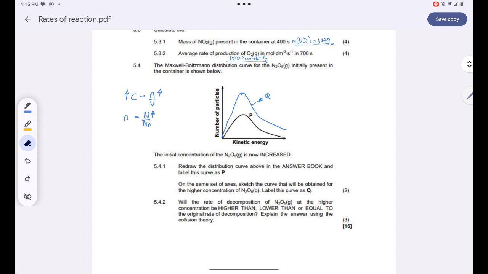And then now we are being asked, will the rate of decomposition of nitrogen pentoxide at a higher concentration be higher than, lower than, or equal to the original rate of decomposition? It will obviously be higher. Why? Because whenever you increase concentration, you will have more particles in the container, and since there will be more particles in the container, we will end up having more effective collisions, and that's why we'll simply have a higher rate of reaction.